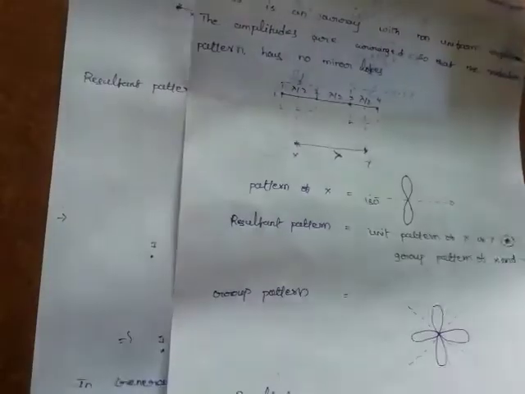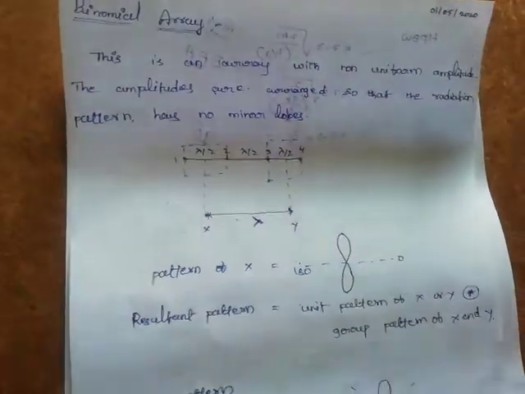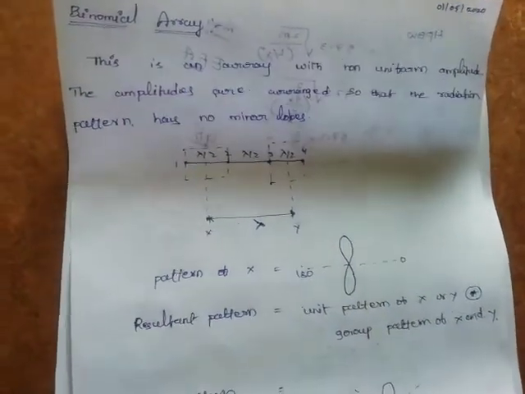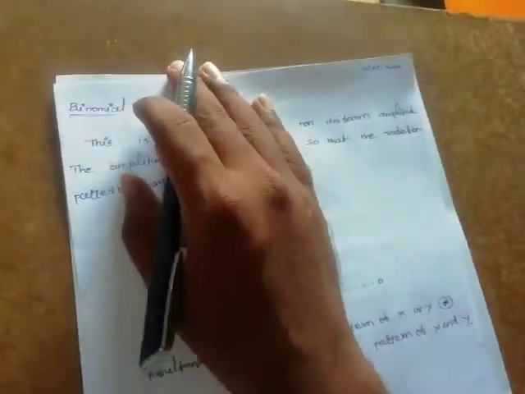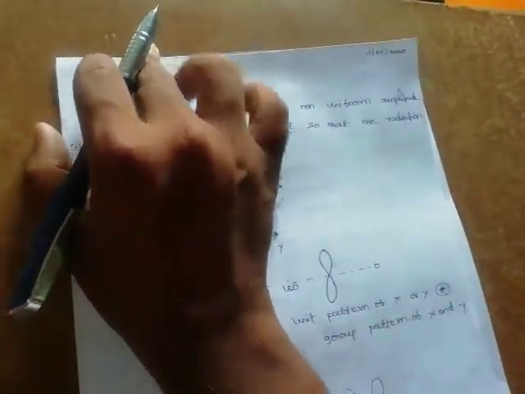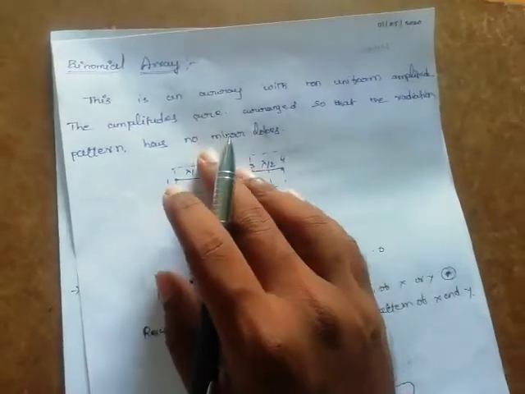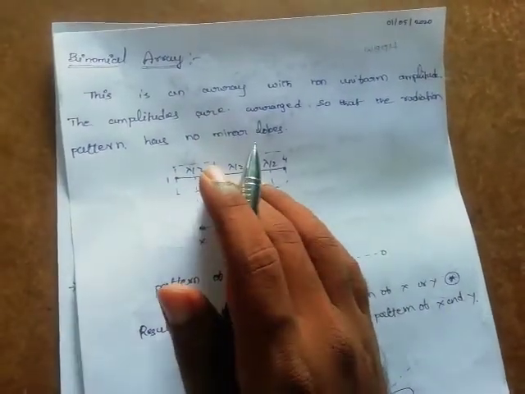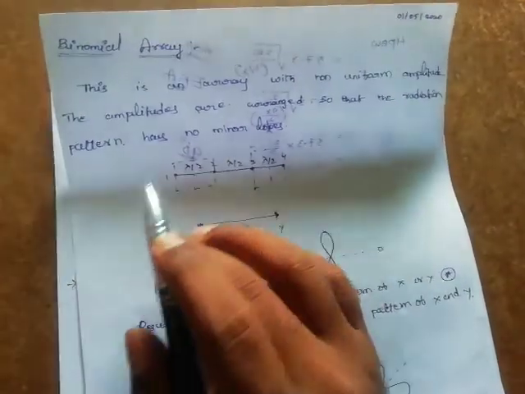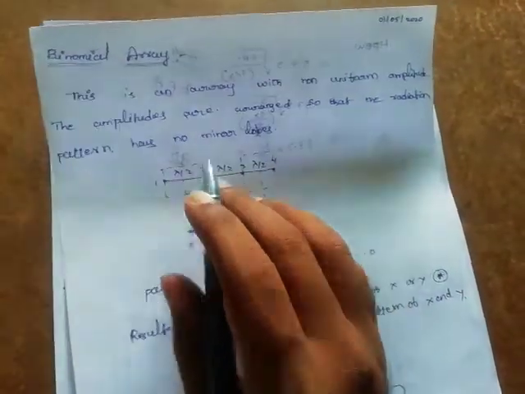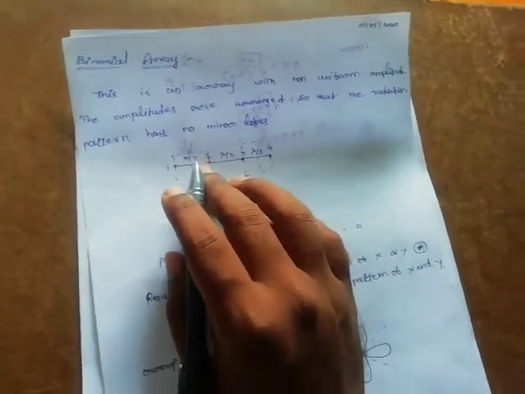Next, come to today's topic, that is, the binomial array. In this binomial array, what is the concept here? Previously we discussed the broadside array and the endfire array, and the principle of pattern multiplication. In these arrays, you should understand the principle of pattern multiplication, because we are going to use that principle again and again.